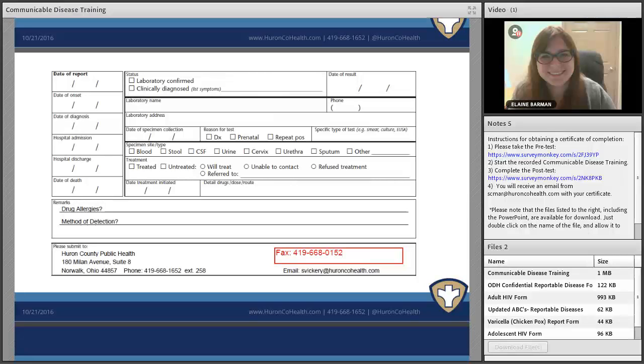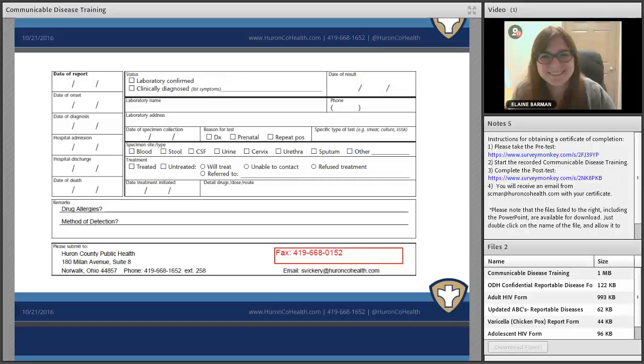What is the specific test? So is it a culture, smear? What are we testing? And specimen is below that. And that's what type of specimen did you use? Was it blood, stool, urine? So what was the collection of specimen? What type of specimen?